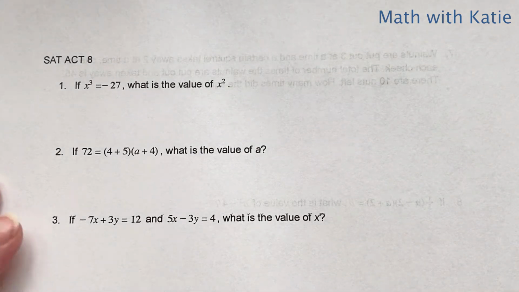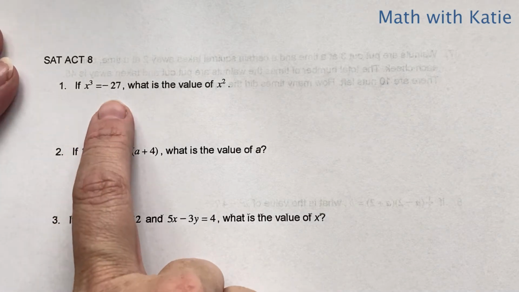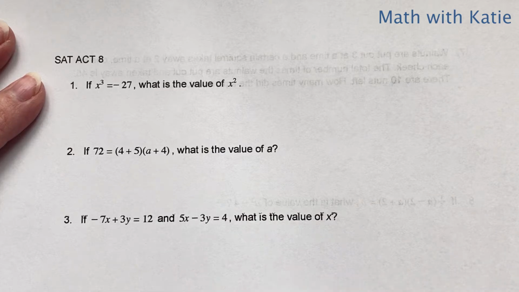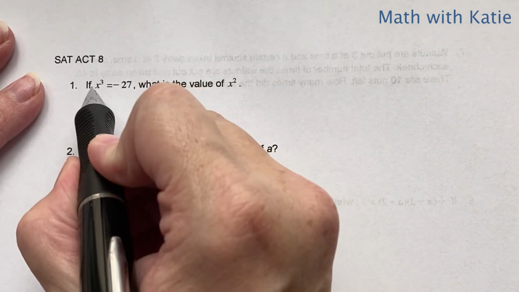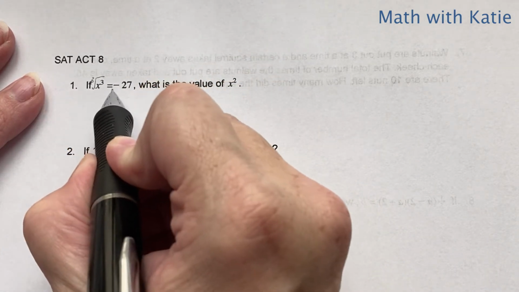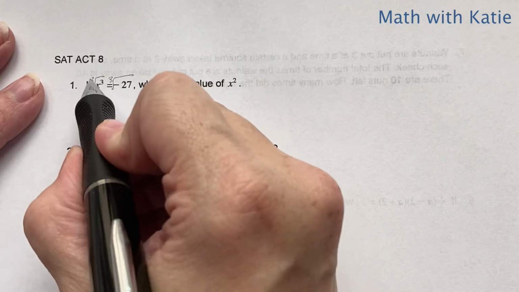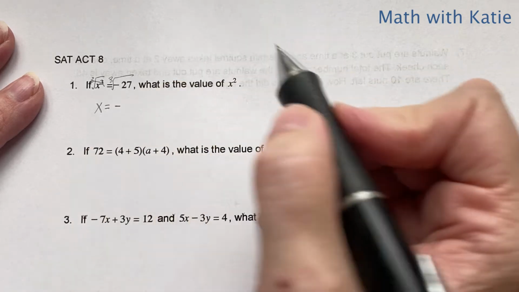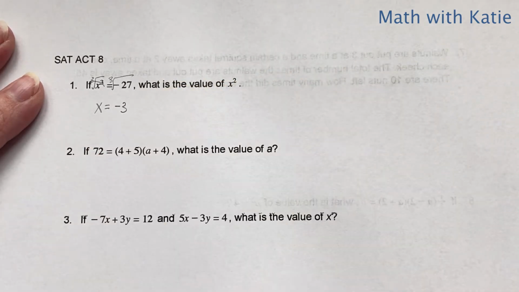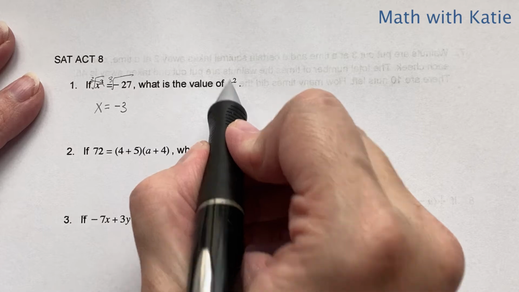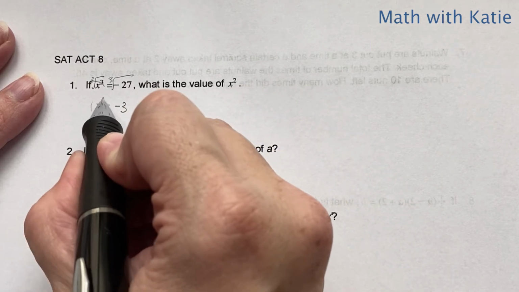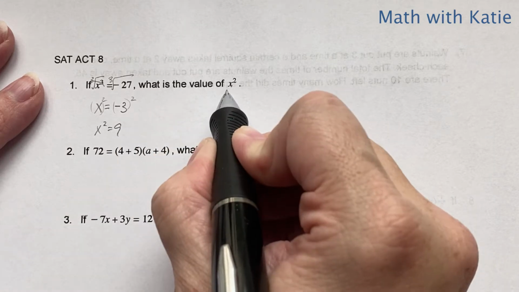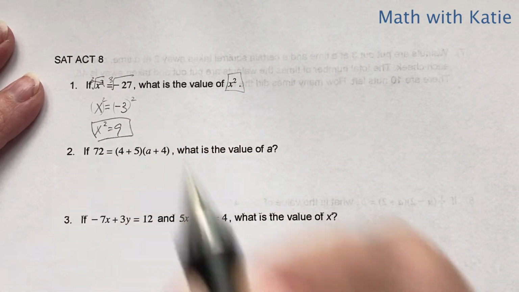So let's get started. If x cubed equals negative 27, what is the value of x squared? Well, first, in order to get rid of this power of 3, we're going to cube root both sides. That gets rid of that. So x equals negative 3. Now, if we square that, x squared equals 9.